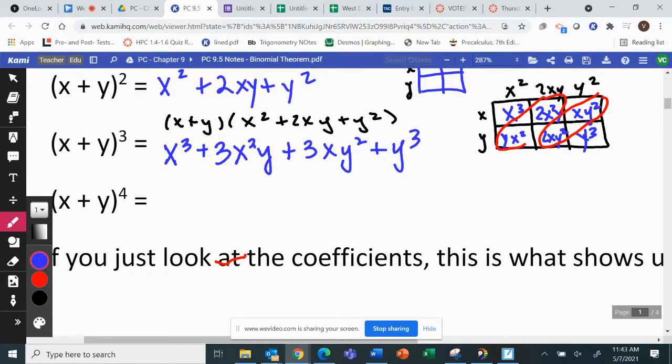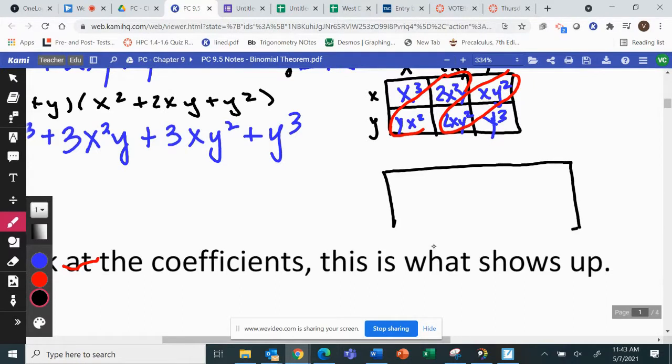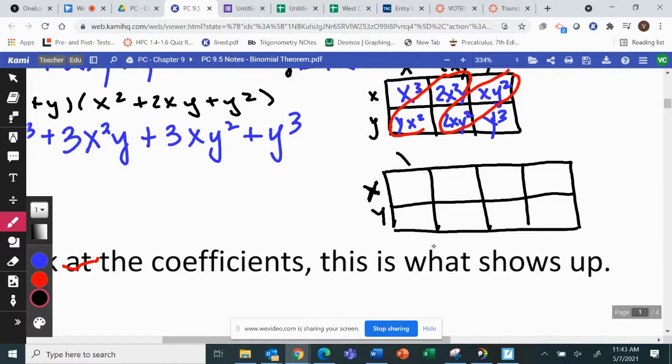Okay, so then you're going to do the fourth power. So we're going to come over here and we're going to either use the distributive property or make a grid. That's totally up to you. Something that I'm going to notice every single time is that it's going to start with x to the fourth. It's going to end with y to the fourth. That's kind of a pattern that we're going to start picking up on.